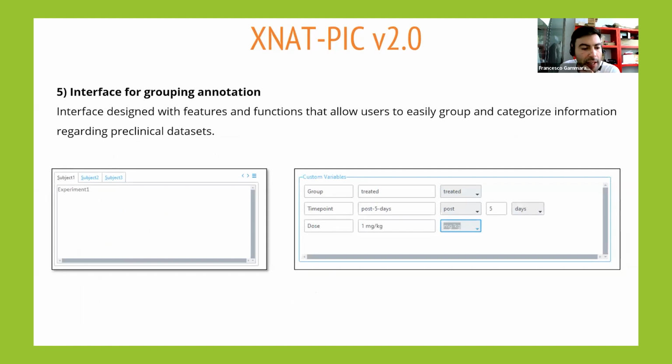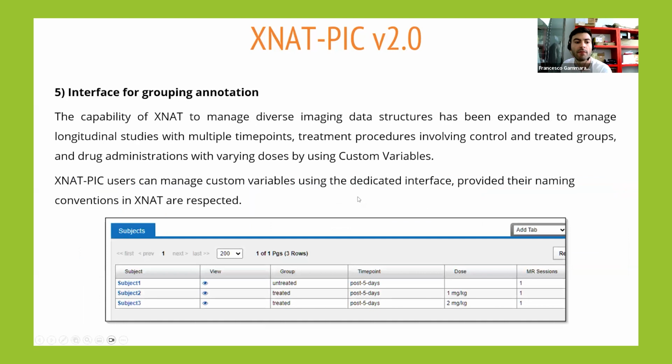So we have the XNAT-PIC interface for custom variables to facilitate the grouping annotation. In this case, we have selected a project and we have added some custom variables. And then we have uploaded again the project to XNAT, and now we can see the custom variables for the subjects.